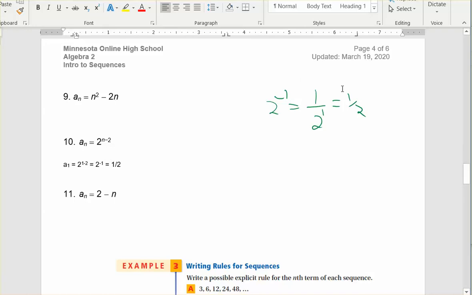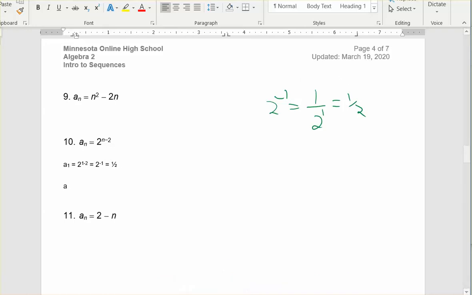So 1/2. Now I need to find the second term. So that will be equal to 2 to the n minus 2 power. So n this time would be 2, and 2 minus 2 is 0. So it's 2 to the 0 power, but anything to the 0 power is equal to 1. So my second term is just 1. Then I need my third term, and you would keep going until you have 5 terms, which is what the problem asks you to find.